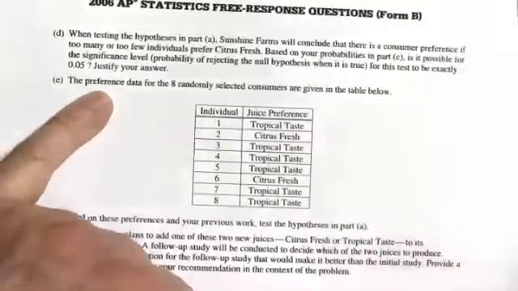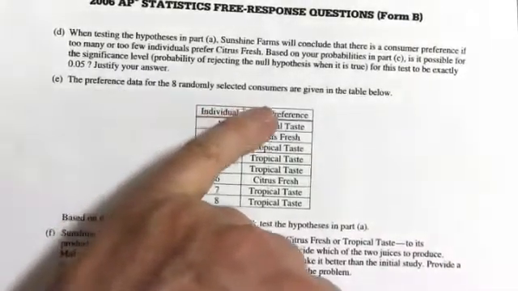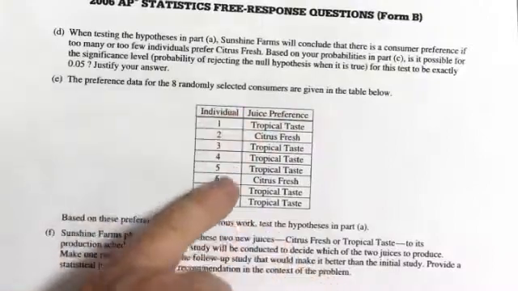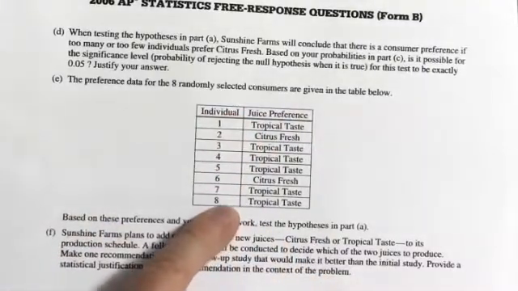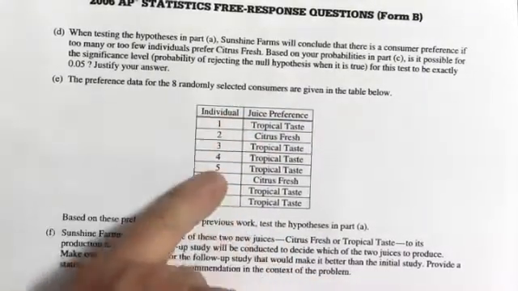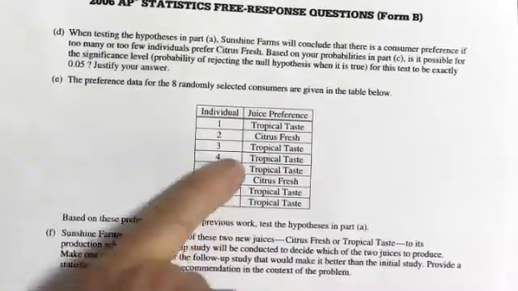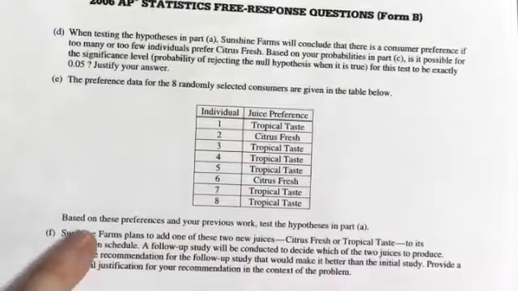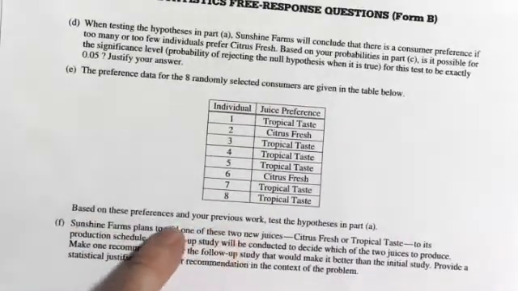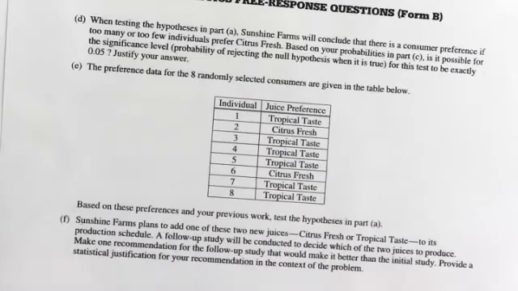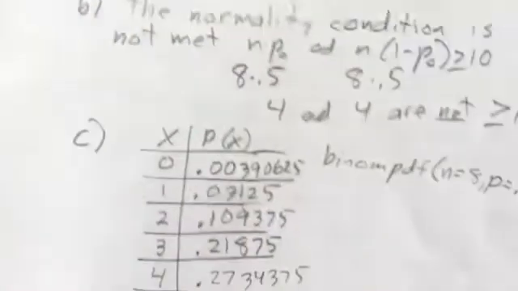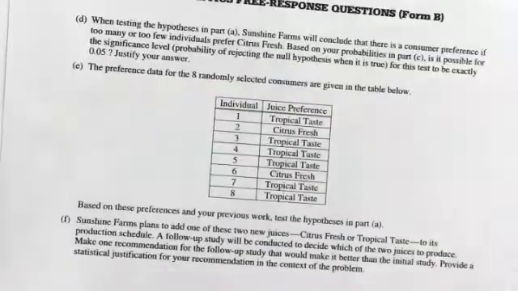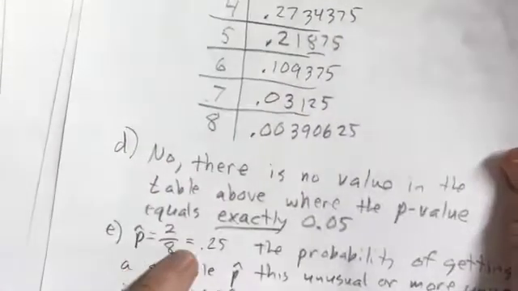All right, the preference data for the 8 randomly selected consumers are given in the table below. So here's the results from their study. This is the actual data. So it's actually 2 out of 8 that like citrus fresh. Based on these preferences and your previous work, test the hypotheses. In other words, what we need to do is in essence find the p-value. Now we got a p-hat of 0.25, 2 out of 8.